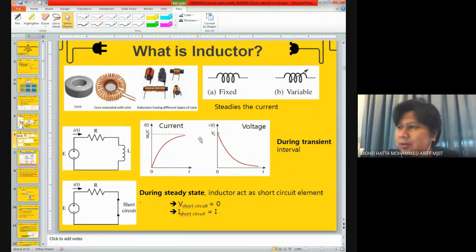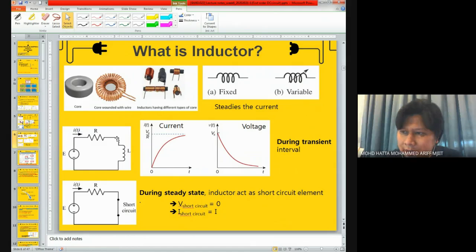this is the symbol of an inductor. Maybe we're going to have a fixed and a variable inductor. What happens in an inductor is something we can consider as the opposite of what happens in a capacitor. In a capacitor, we know that it steadies the voltage. However, for an inductor, it steadies the current, and the energy is stored in terms of a magnetic field. So remember, a capacitor steadies the voltage; an inductor steadies the current.